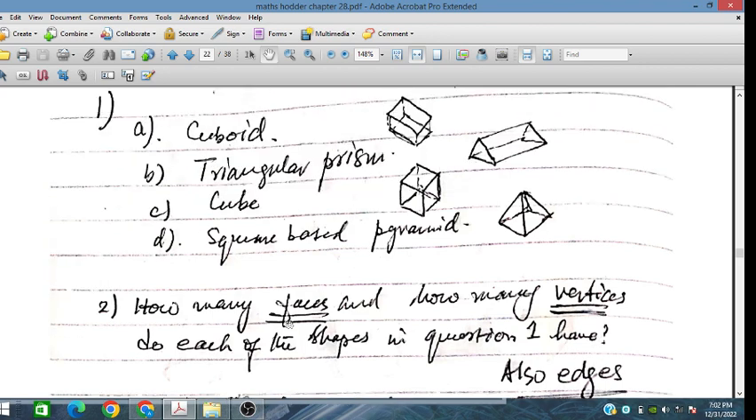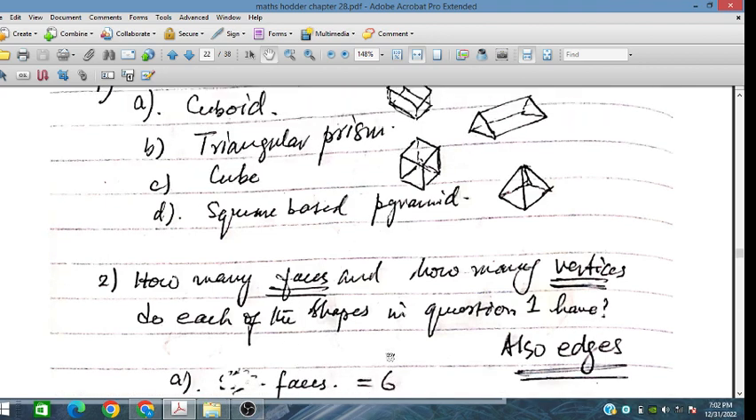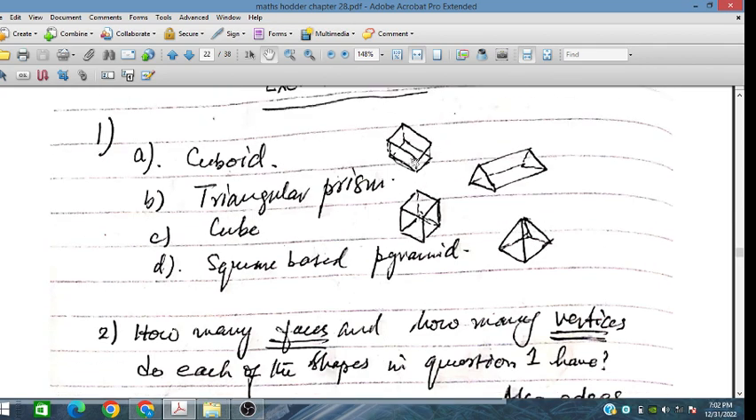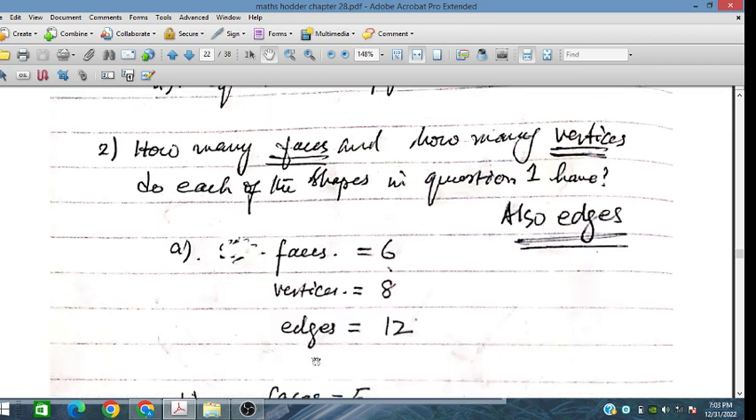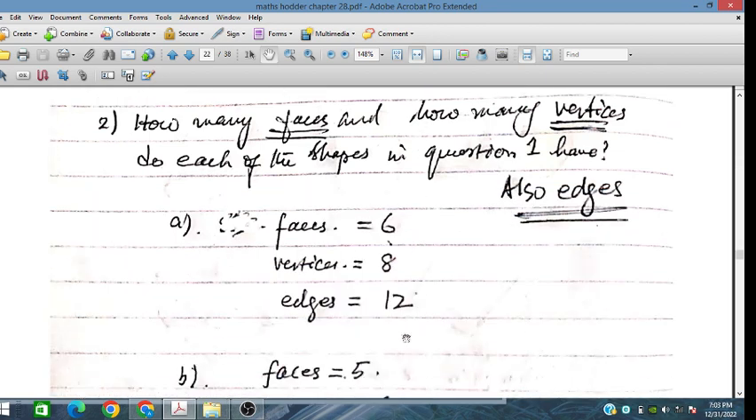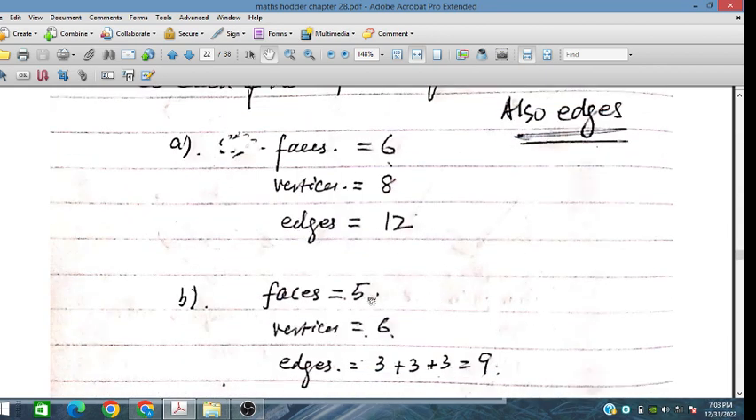So this cuboid has 6 faces and 8 vertices, 4 at the top and 4 at the bottom. And similarly the edges. On the top we have 4 edges, at the bottom we have 4 edges, and from the vertical projection from the top to the bottom we have 4 edges. So there are 12 edges.